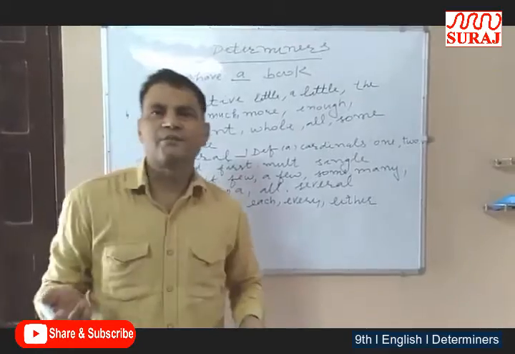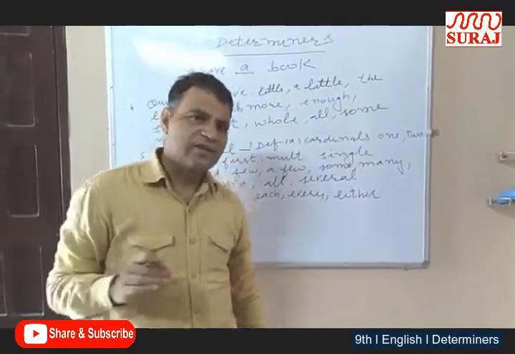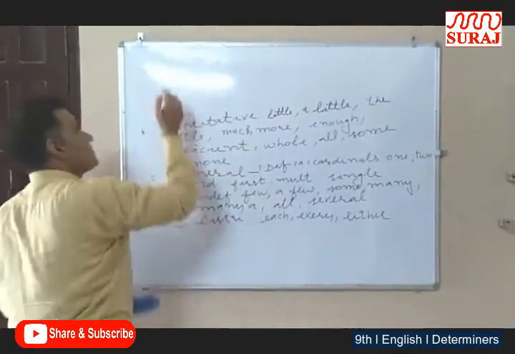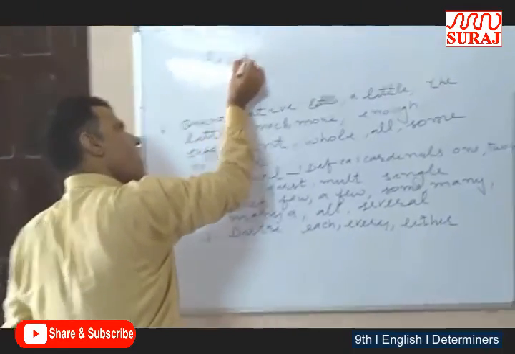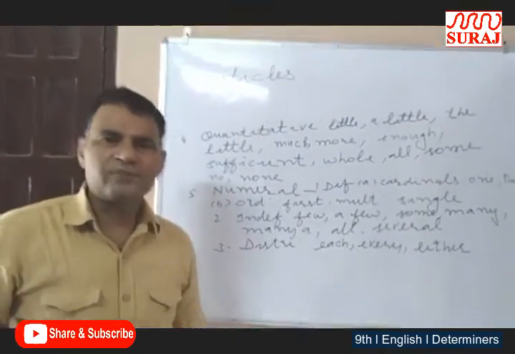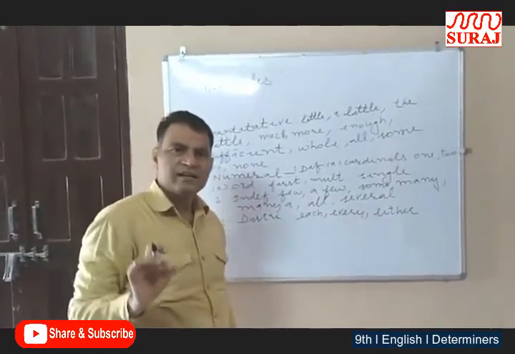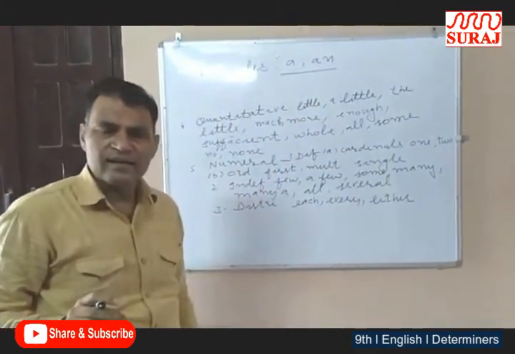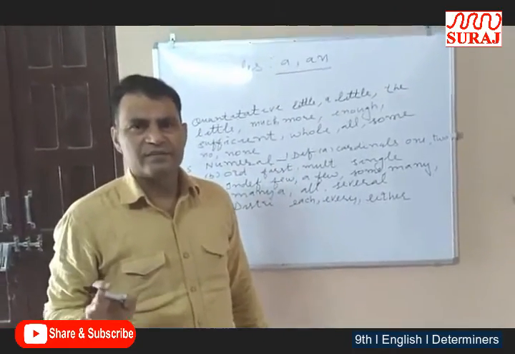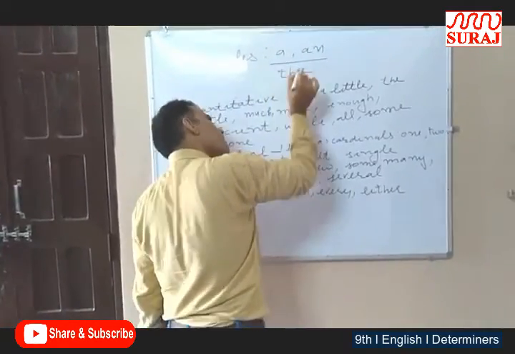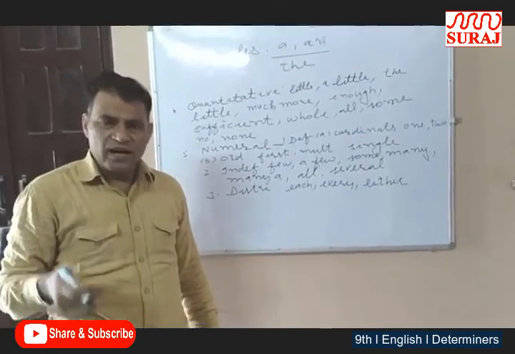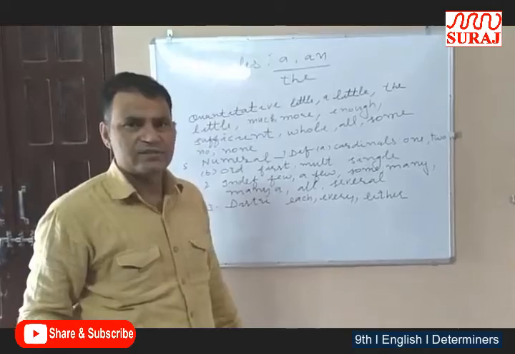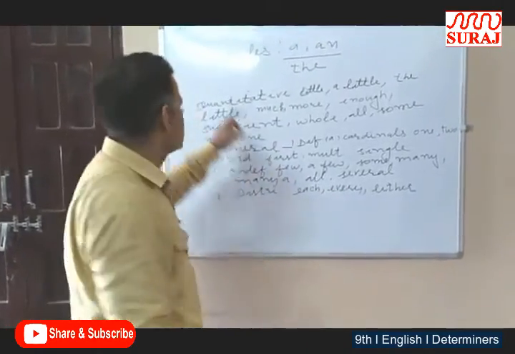Now let us come to the types of determiners. There are 5 types of determiners. First, articles. There are 2 types of article, definite article and indefinite article. A and an are used as indefinite articles. The is the definite article. I will tell you all the functions in detail in my next videos. So the first type of determiners is articles.